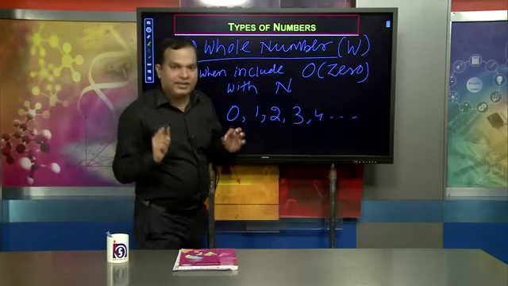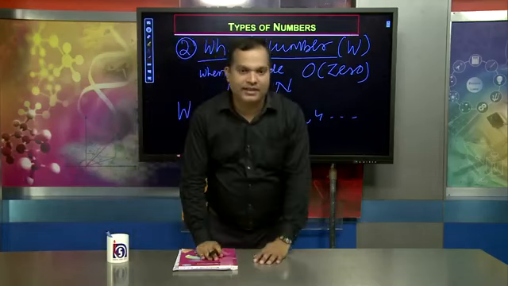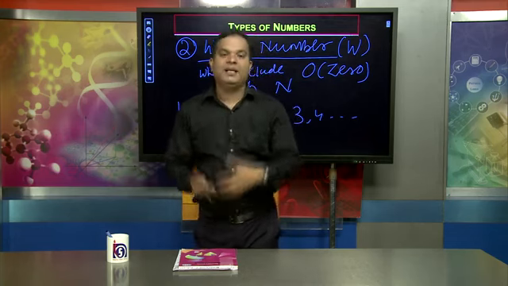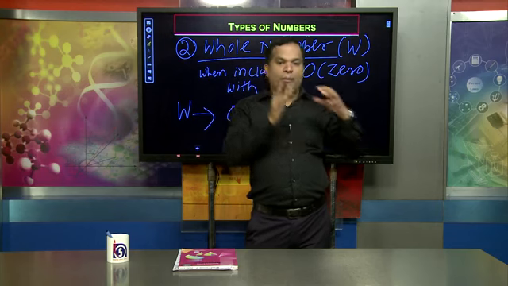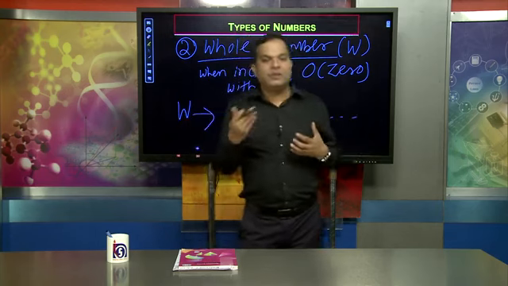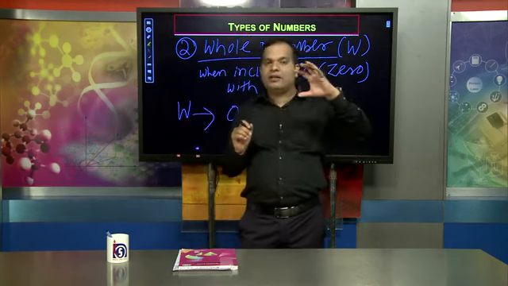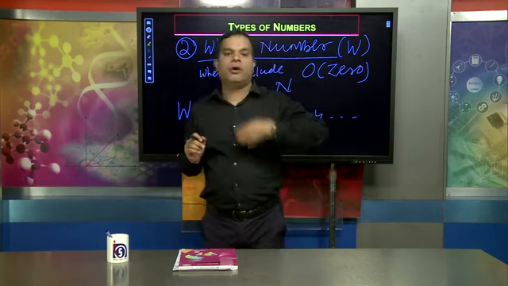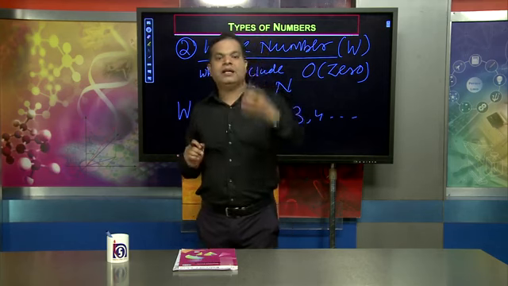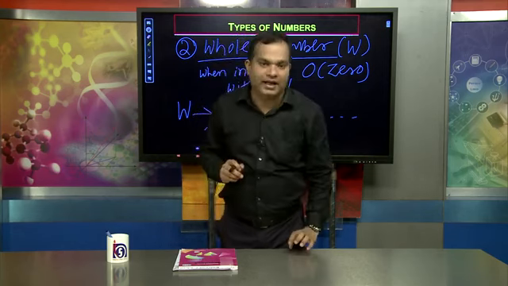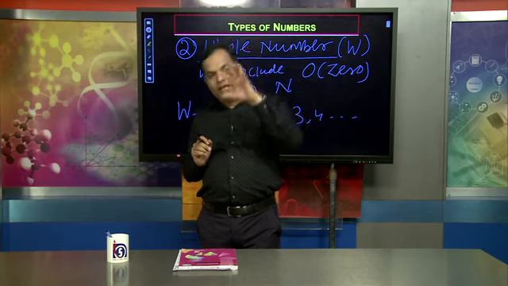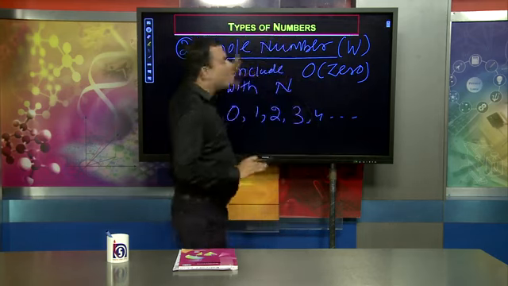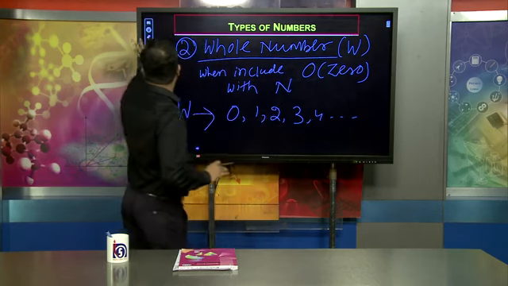Very simply, the concept of 0 is raised when a number is subtracted from itself. Suppose 2 minus 2, then you will get 0. When a number is subtracted from itself, the concept of 0 is generated, and when 0 is included with the natural numbers, you will find the whole numbers. Okay, this is the second category of number.